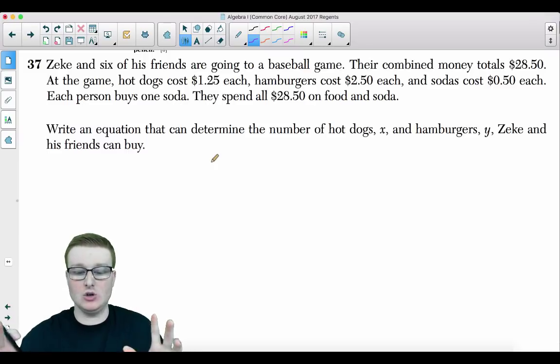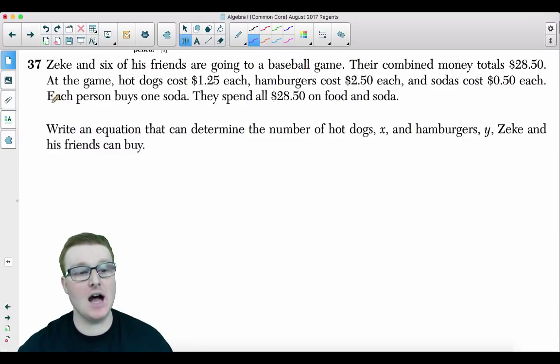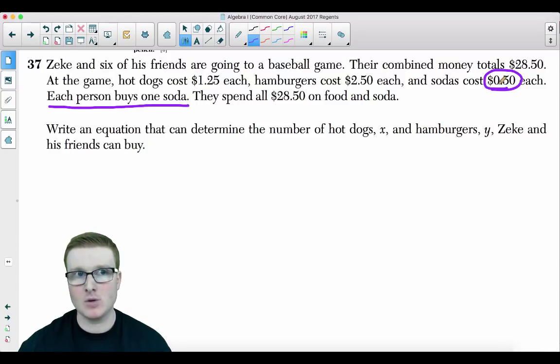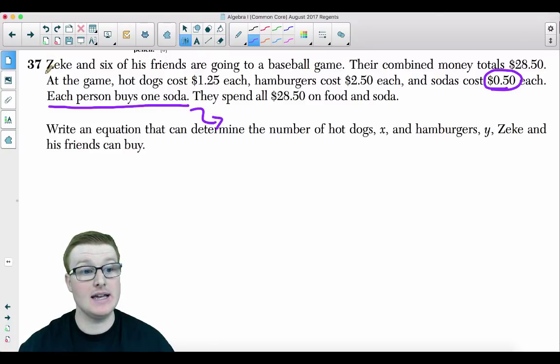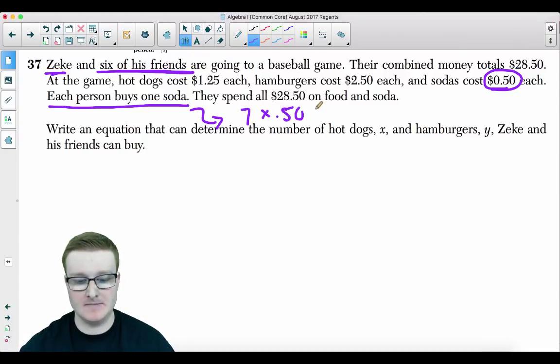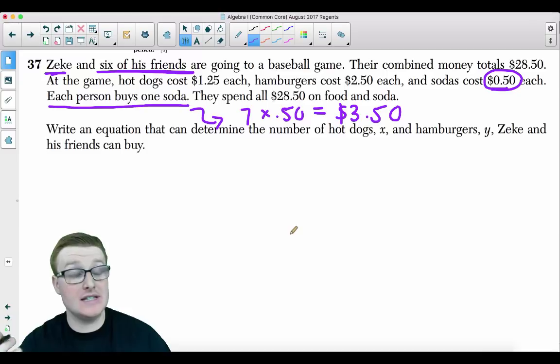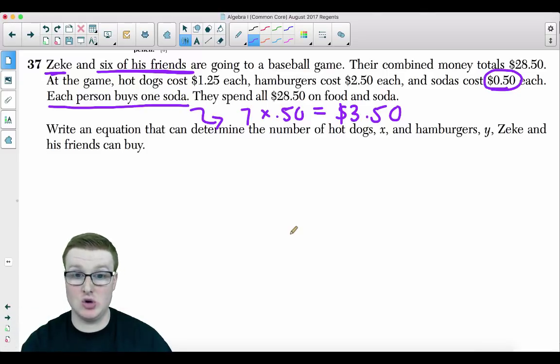So let's talk about this for a second. They tell you in the problem that each person buys a soda. Well, a soda costs 50 cents each. So let's go ahead and evaluate how much money was spent on soda. Here's the tricky part. Zeke and his 6 friends. How many people are there? Not 6. There's 7 people. It's Zeke and his 6 friends. So you're taking the 7 people and multiplying it by 50 cents. That will give you a total of $3.50. So Zeke and his friends spent $3.50 on soda.